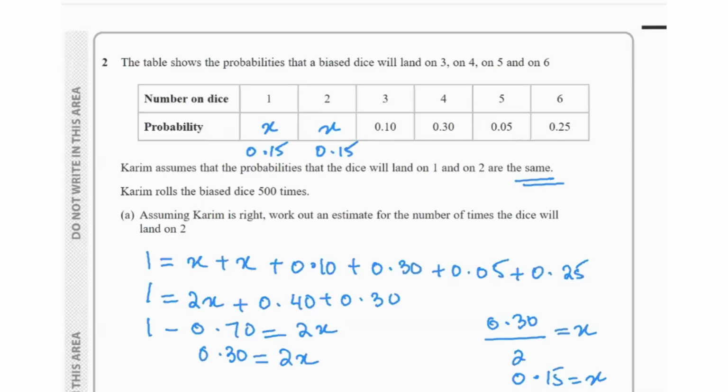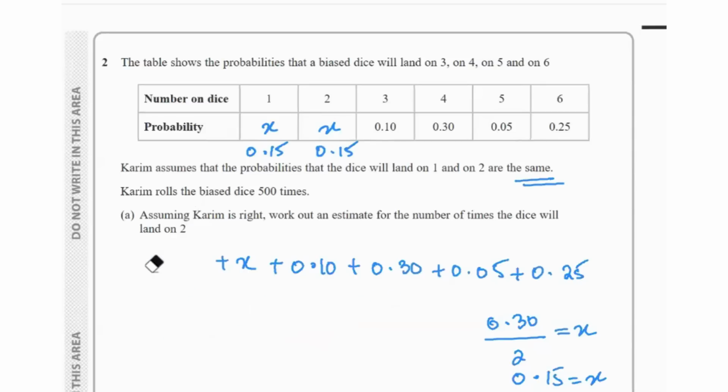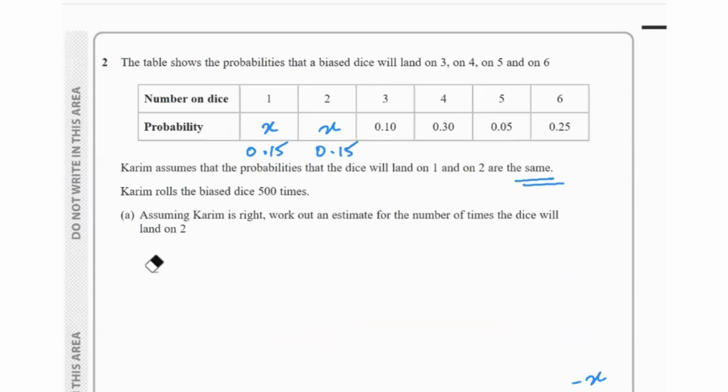So for the dice to land on 2, we'll just multiply the probability of getting a 2 with 500. So 0.15 times 500. Move the decimal 2 places to the right, which gets rid of the 2 zeros over here. So that's 15 times 5. 5 5s are 25. Carry the 2. 5 1s are 5 plus 2. That's 75. So 75 times we can get a 2.